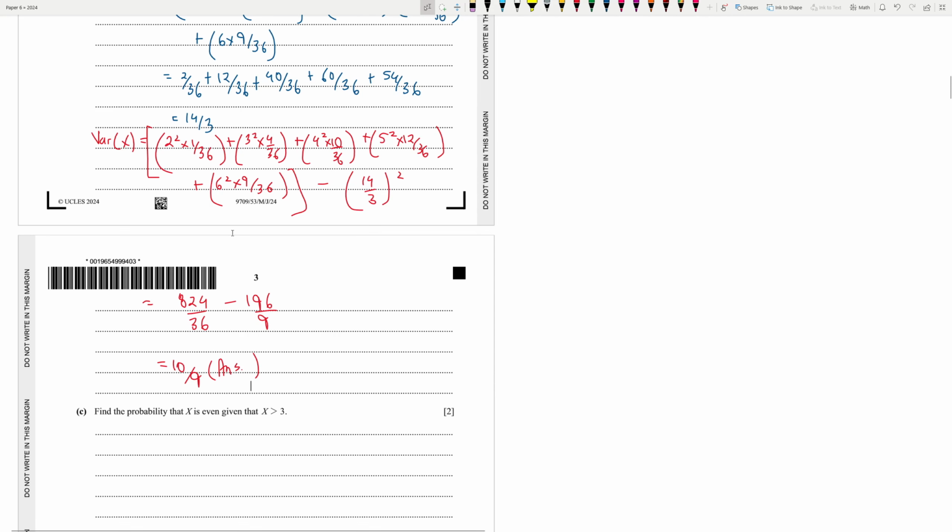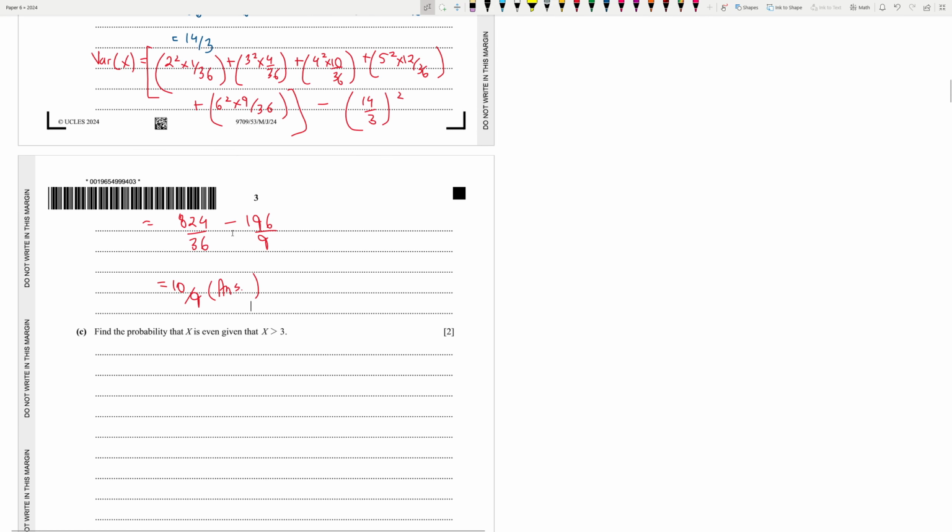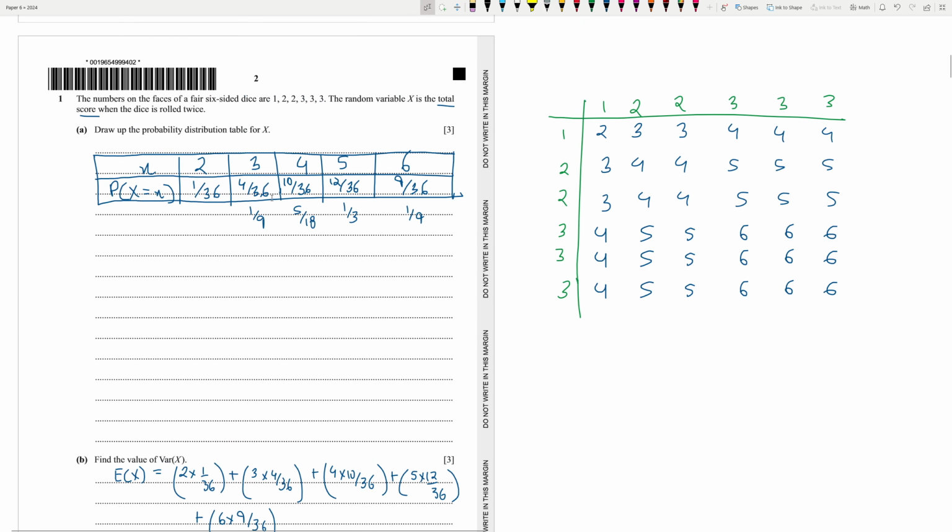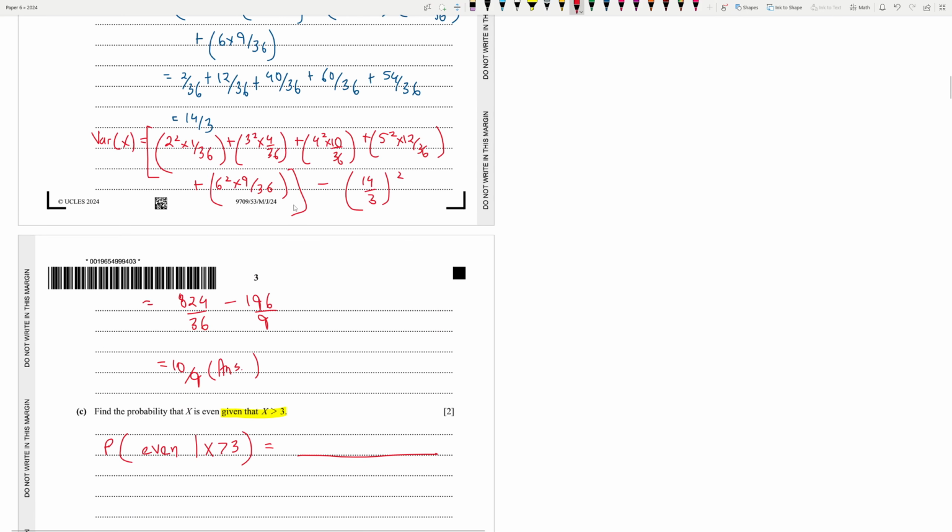Find the probability that x is even given that x is greater than 3. Okay, so this is conditional probability. You guys have to find out the condition. The condition is that x is greater than 3. So this is how you write it. Okay, so x is greater than 3. This is the condition, and we have to find out that it's even. So let's find out the probability that x is greater than 3. So 3 is not included. So greater than 3 includes these 4, 5, 6: 10 by 36, 12 by 36, and 9 by 36.